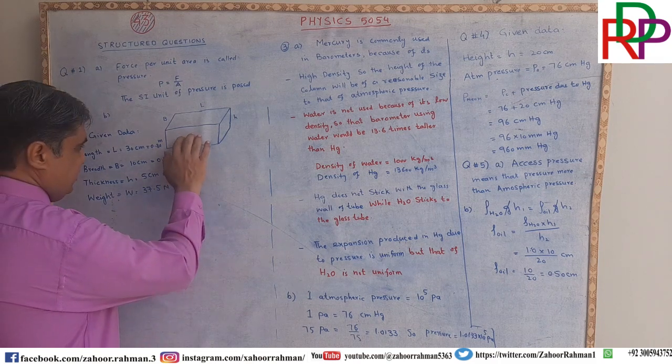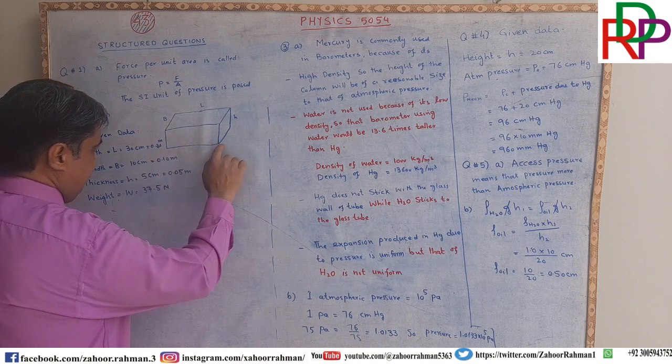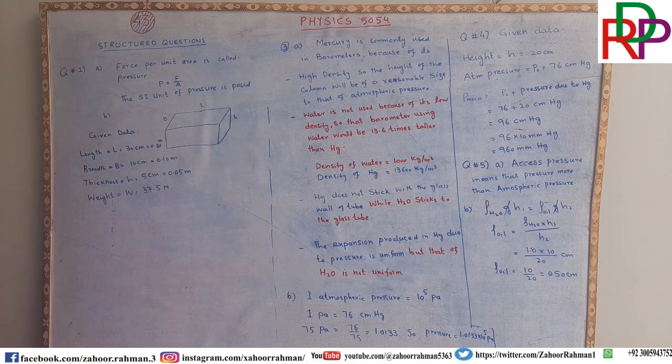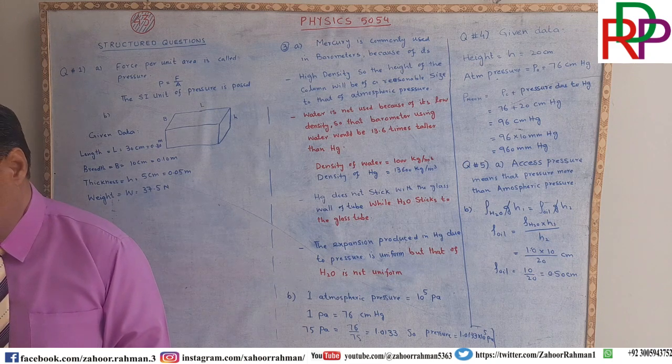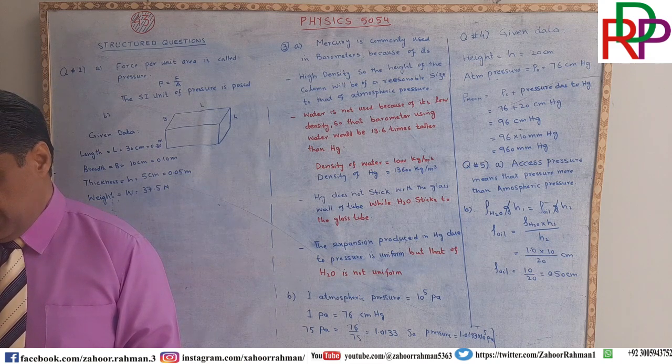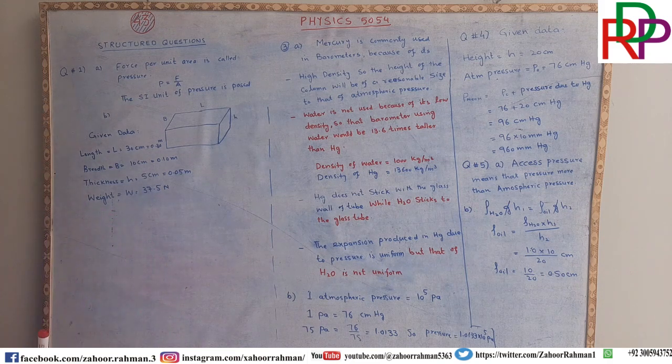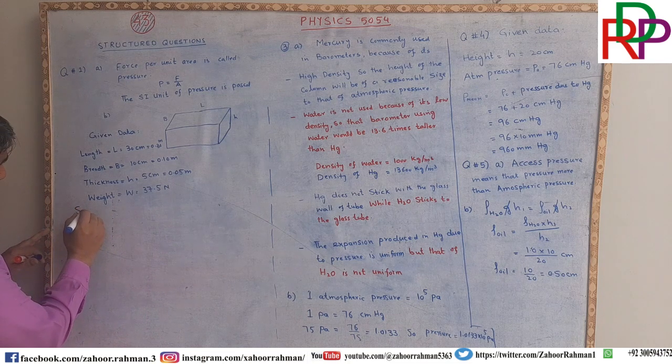Now what they actually want is the least pressure this rectangular block is applying on the tabletop, and the greatest pressure, not force, the pressure. The question is saying that calculate the least and greatest pressure it can exert when resting on a horizontal table. So first of all, we have to find the solution like this.